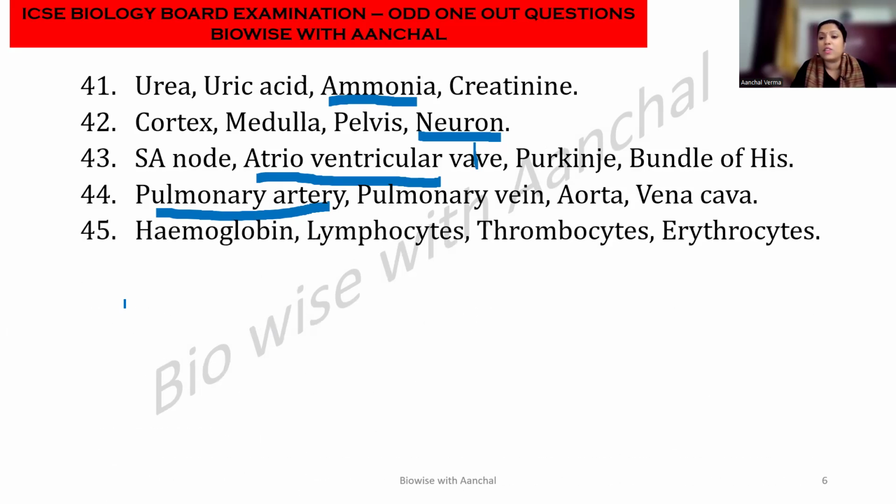Hemoglobin, lymphocytes, thrombocytes, erythrocytes. Now here hemoglobin, because the rest are all cells present in the blood. But hemoglobin is a protein present in the RBC.